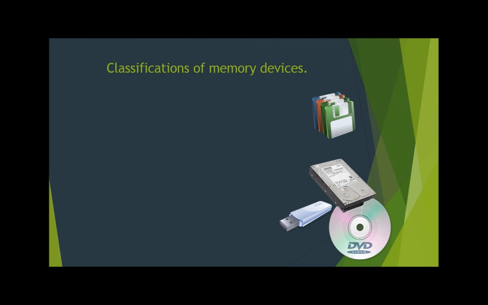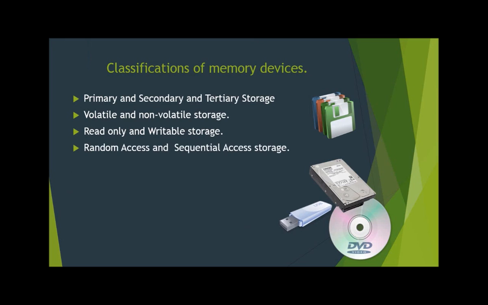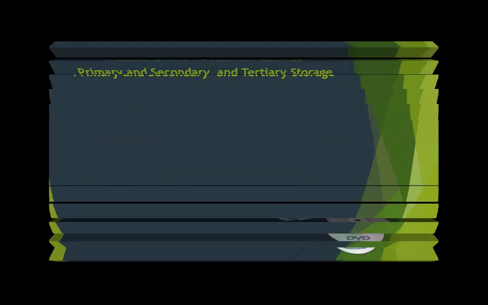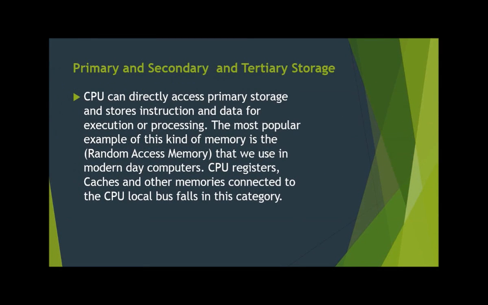Now let us talk about a few classifications of memory devices such as primary, secondary and tertiary storage, volatile and non-volatile storage, read-only and writable storage, random access and sequential access storage, magnetic storage, optical storage, and 7. Semiconductor storage. Let us see in detail about each type of storage device. 1. Primary, secondary and tertiary storage.